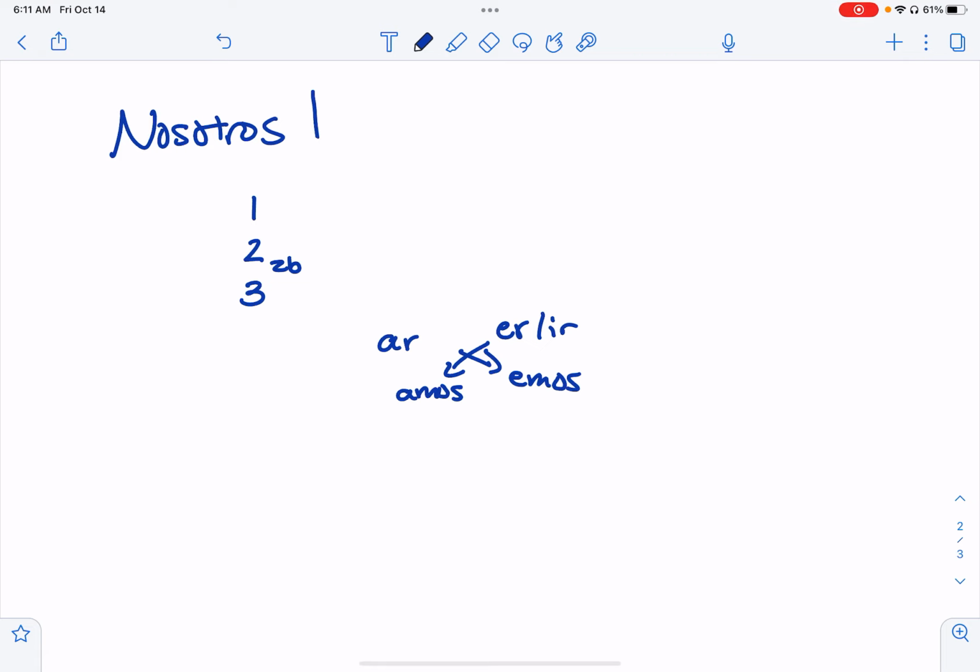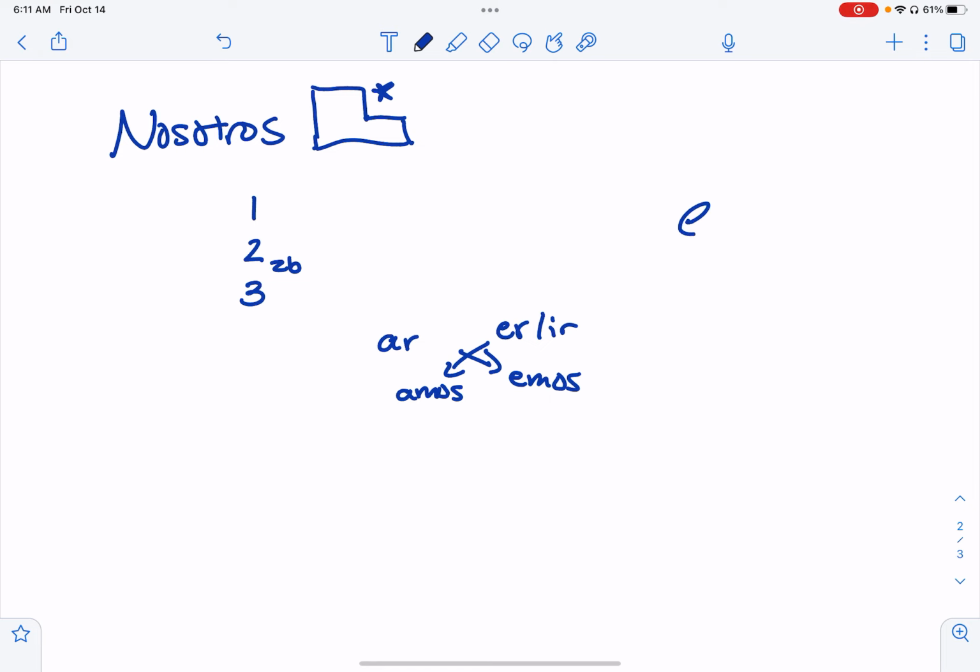And since nosotros is outside of the boot, if it's an AR or an ER stem changer, it won't stem change. So even though you're doing the go to yo, drop the o, add the opposite vowel, if it's an AR or an ER stem changer, it's outside of the boot, and so that won't apply.